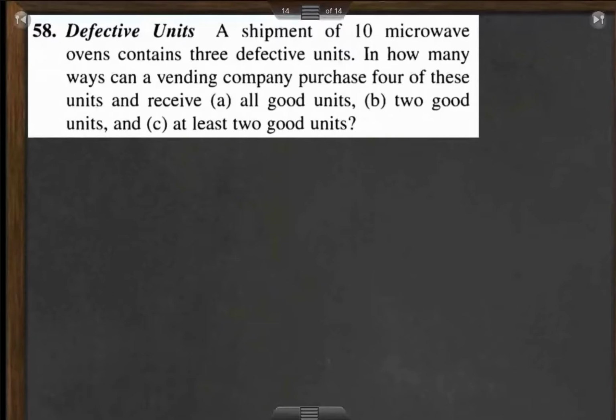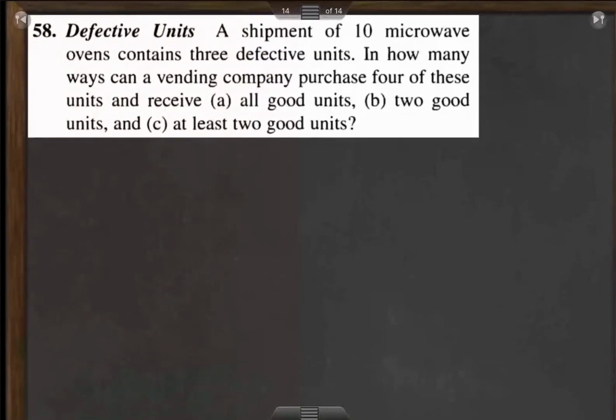A shipment of 10 microwave ovens contains 3 defective units. In how many ways can a vending company purchase 4 of these units and receive A, all good units, or B, 2 good units, and C, at least 2 good units? Okay, so we have 3 scenarios here.